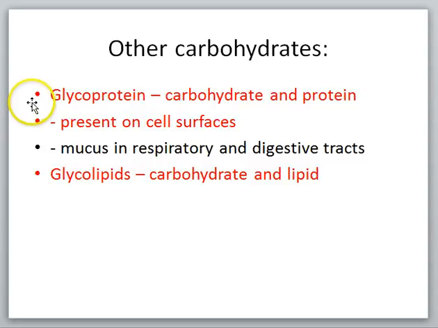Okay, other carbohydrates are glycoproteins. So there's the glyco, that means sugar, and then protein. So obviously it's carbohydrate and protein combined, and we find these glycoproteins present on cell surfaces where they serve as cell recognition proteins, and then also mucus in the respiratory and digestive tract has a large amount of these glycoproteins. Another type of modified carbohydrate is glycolipids. Obviously, carbohydrate plus a lipid.